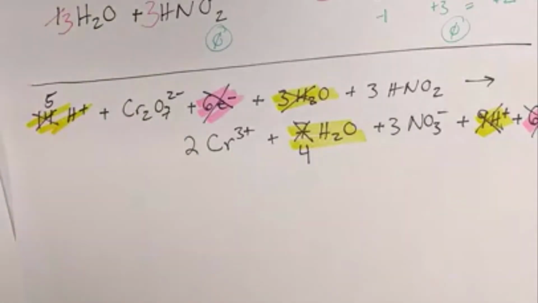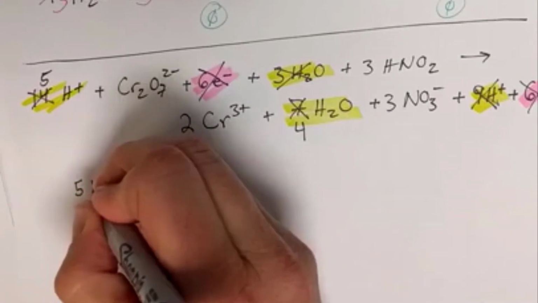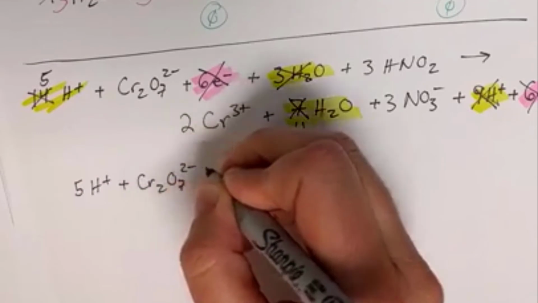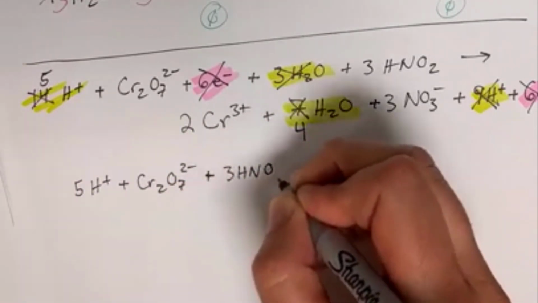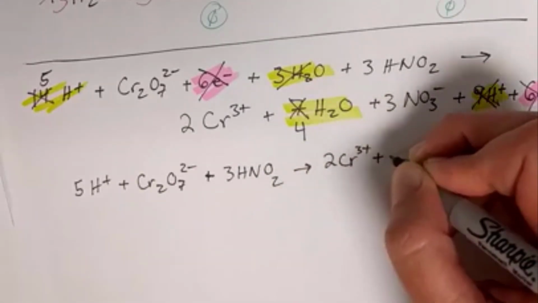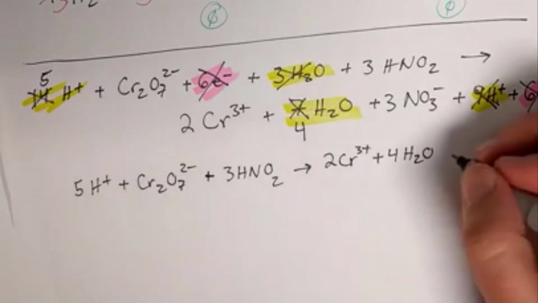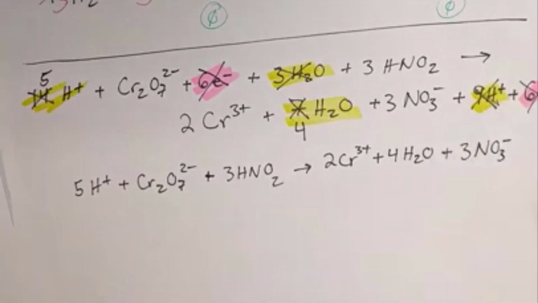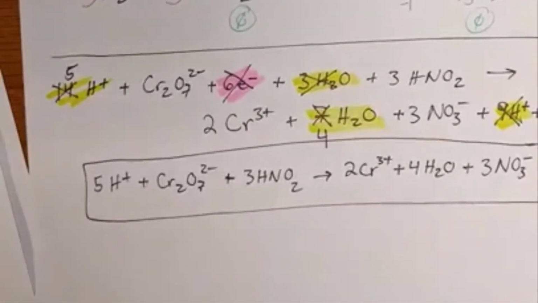The last and final step is just rewriting it all. So meaning I now have 5 hydrogens plus dichromate plus 3 HNO2 yields 2 chromiums plus 4 waters plus 3 nitrates. That is my final reaction.